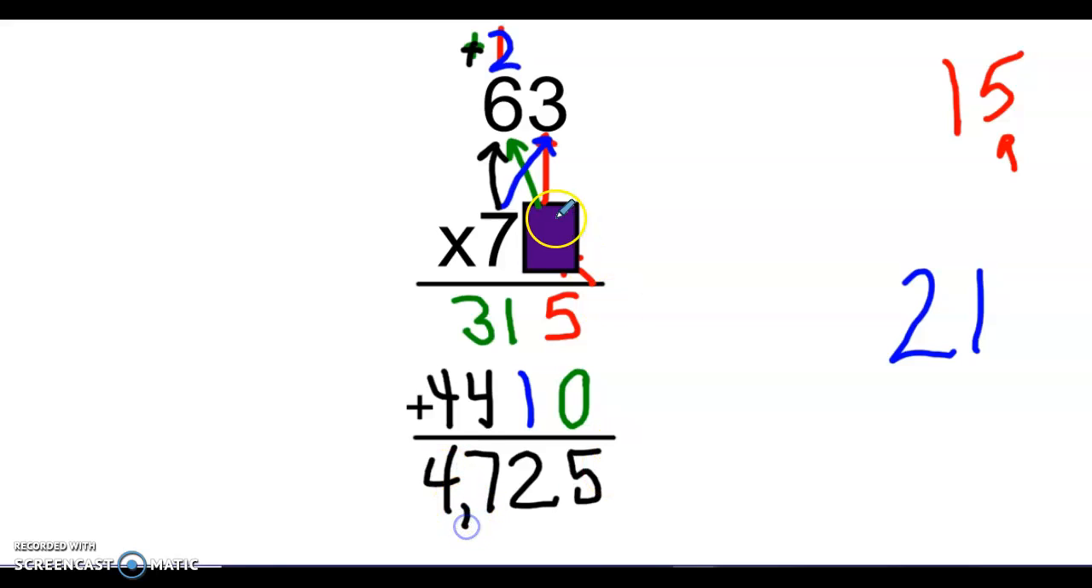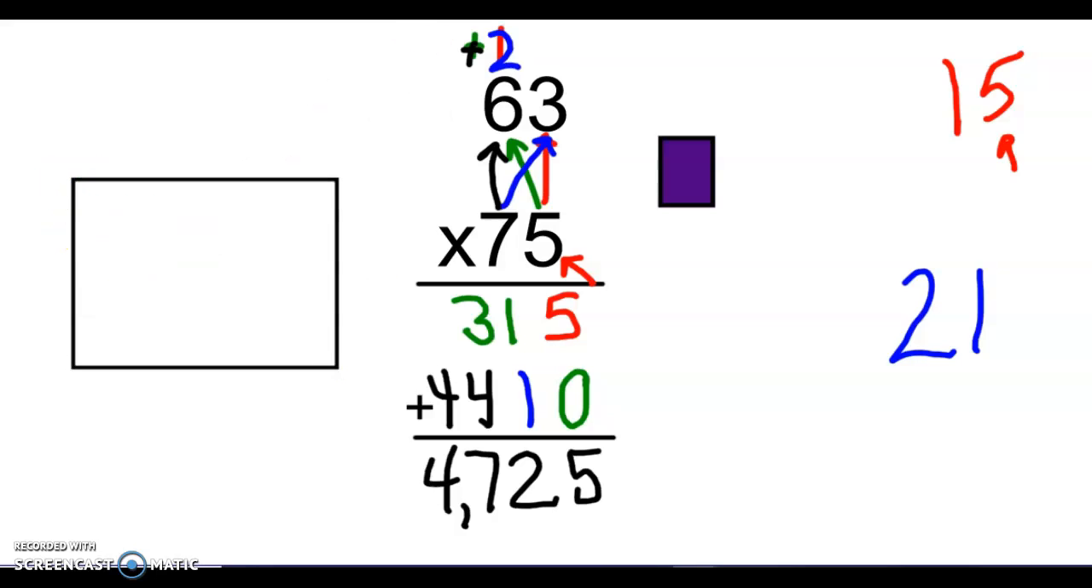So our answer to this problem of 63, let's move the box, times 75 is going to be 4,725. Now, like I said, if you want to, you are more than welcome to then take the problem and do it in your comfort level of the box method to check your work. So we would lay it out. Sorry about that little bit of an angle there.